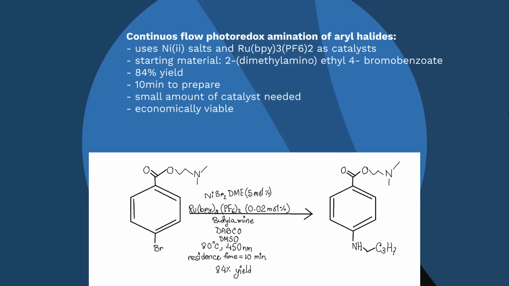The third way of synthesizing tetracaine is the continuous flow photoredox amination of aryl halides. It uses nickel salts and ruthenium as catalysts. The starting material is 2-dimethylaminoethyl 4-bromobenzoate, and it gives out tetracaine at an 84% yield. The positives of this way of synthesizing is it only takes 10 minutes to prepare, and it uses a very small amount of catalysts, and therefore it's economically viable.